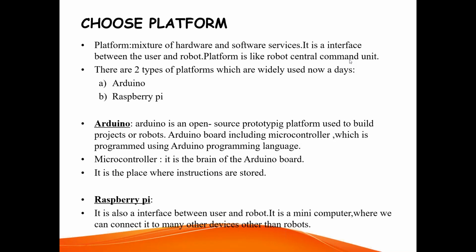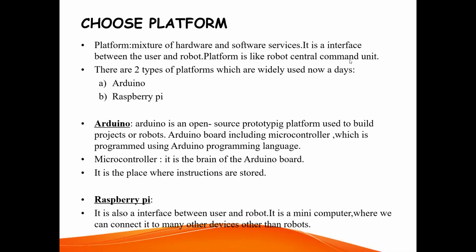Suppose we take an example. Now I am communicating with you, right? In what way am I communicating with you? I'm connecting my headset to my laptop. So here my earphones are playing the role of an interface between you and me. With the help of this microphone, I am able to transmit my words to you. That's why you are able to listen. So that is called an interface. So the platform is an interface between the user, meaning you who are going to build the robot, and the robot. And the platform is the robot's central command unit.